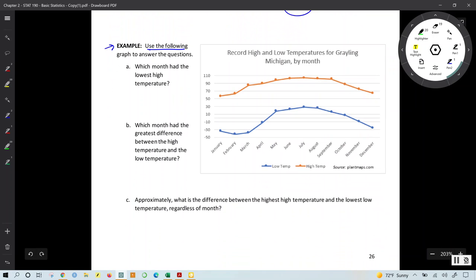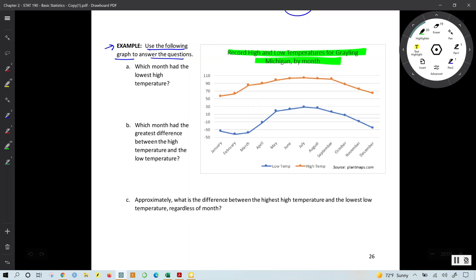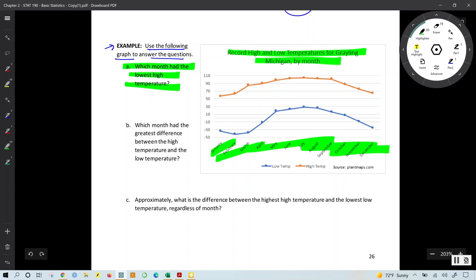So, we're to use the following graph to answer the questions. I'm going to look at the title first. This is the record high and low temperatures for Grayling, Michigan, a city in Michigan, by month. So I have time again on the x-axis. The question is, which month had the lowest high temperature?